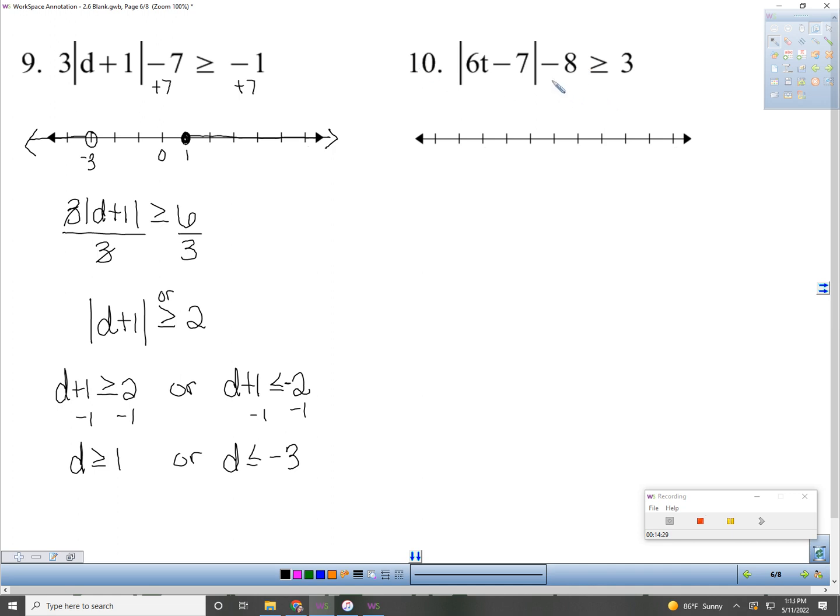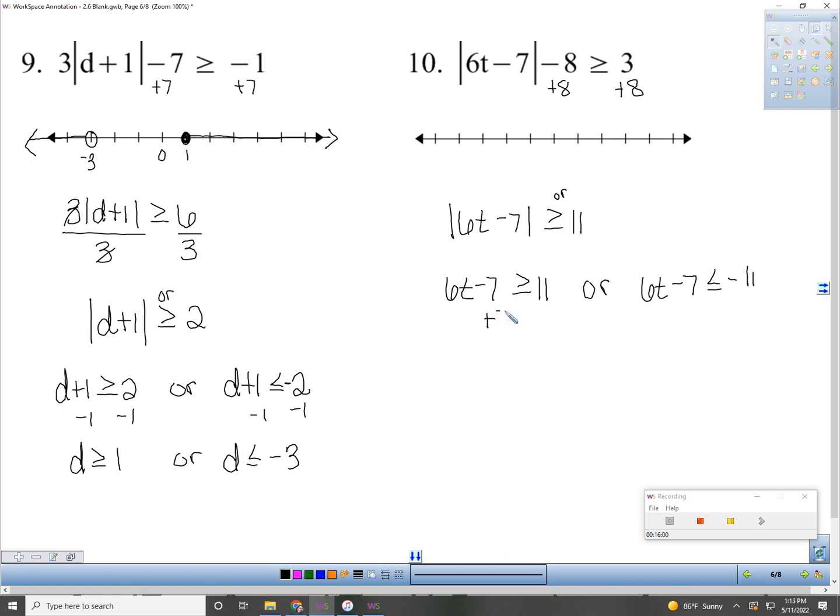So on number 10, we're going to add 8 to get that absolute value by itself. And we have 6t minus 7 greater than or equal to 11. So now that we've isolated this right here, I'm going to go ahead and make my two problems. And since this is greater than or equal to, that would be an or. So 6t minus 7 is greater than or equal to 11. Or 6t minus 7 is less than or equal to negative 11.